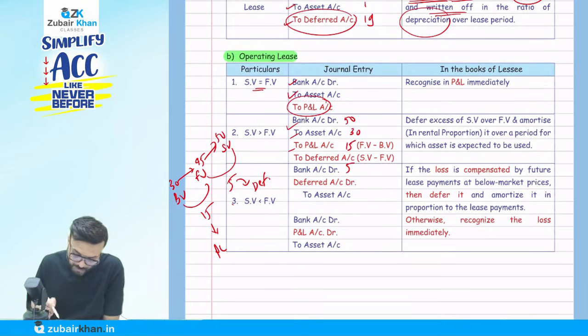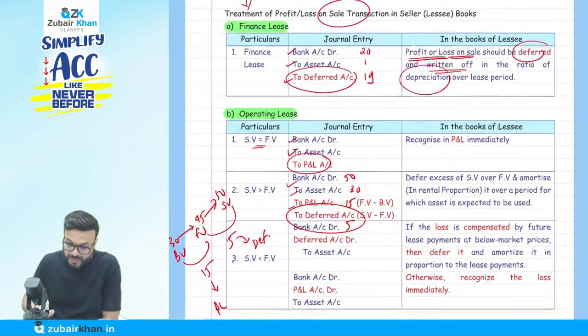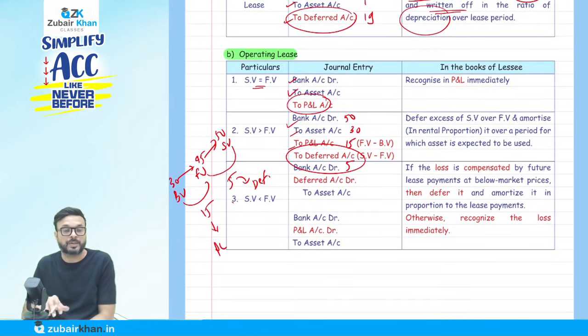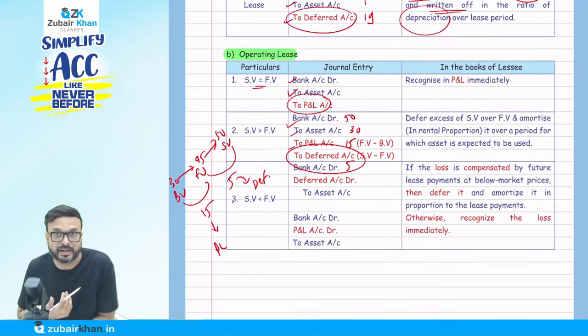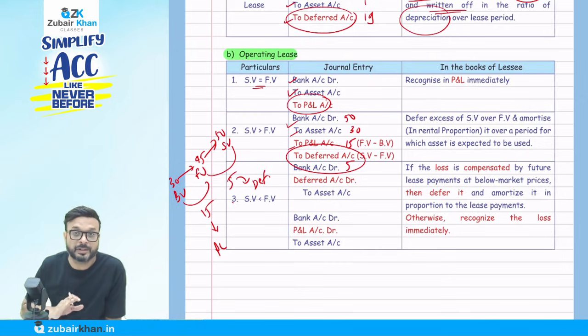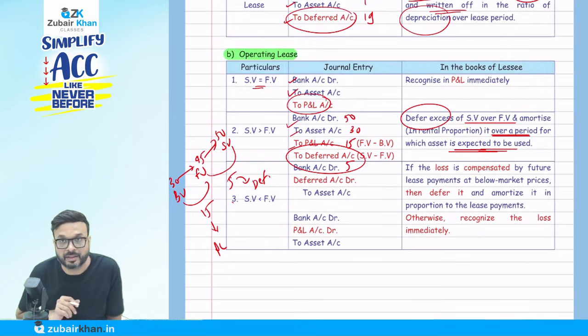But what about the deferred? We cannot say, like we mentioned, that in the proportion of depreciation we'll transfer this deferred account also to P&L, because in the operating lease we are not going to charge depreciation, so only rental is treated. So what is going to happen? The lessee will transfer it to the P&L account in the proportion of rent. So they say defer the excess of sale value over the fair value, and amortize it in rental proportion over the period for which the asset is expected to be used. So it will transfer to the P&L in the proportion of what?